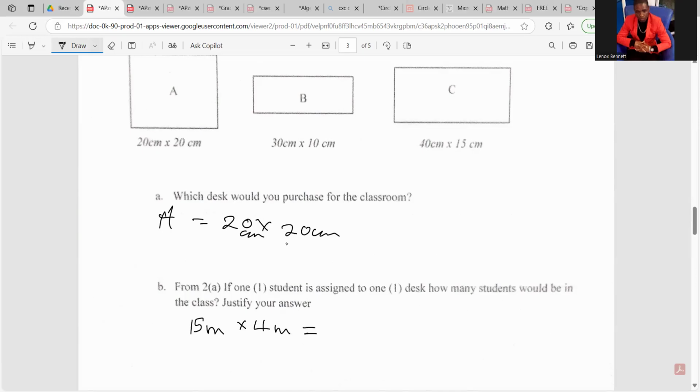So what I'm gonna do is convert this to centimeters. To do that, I multiply by 100, right? If you have 15 meters and you want to convert it to centimeters, you times it by 100, because 1 meter is 100 centimeters. So this would be 1500 centimeters, and this would be 400. So I'm going to times it now.